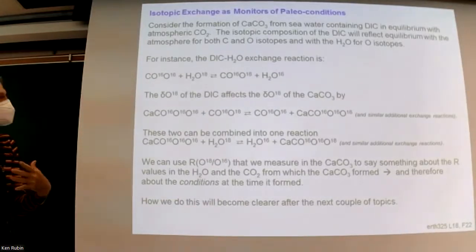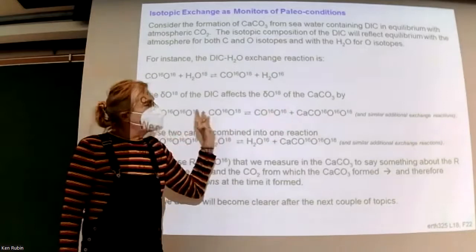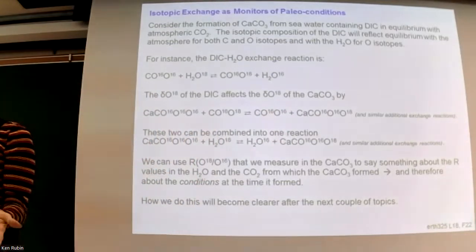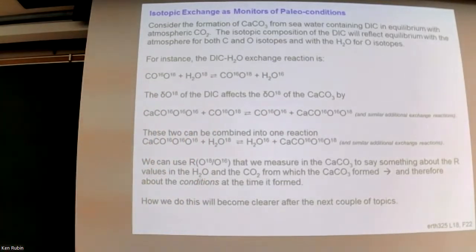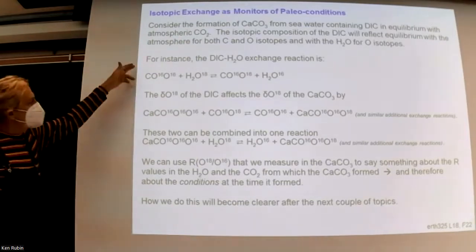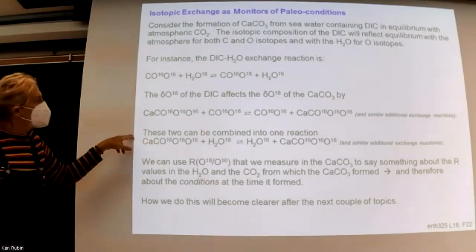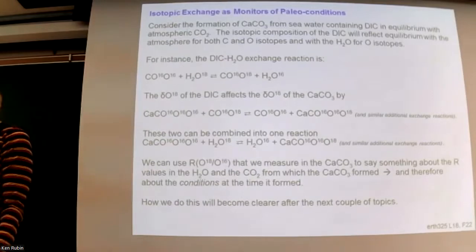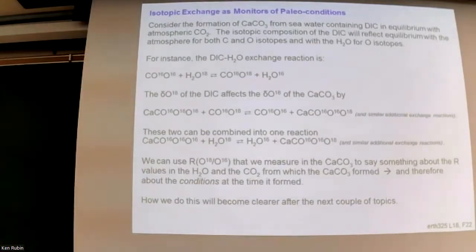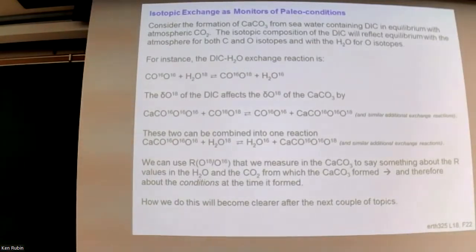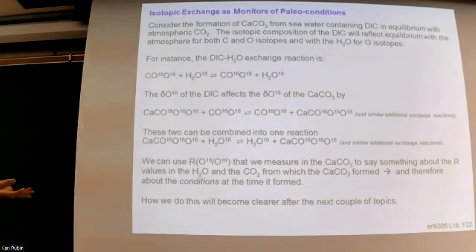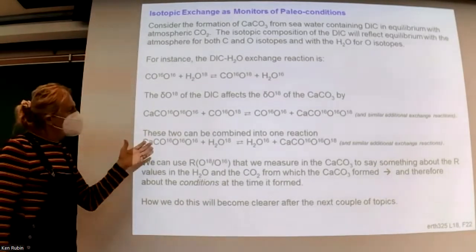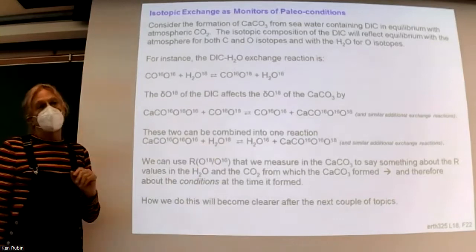If that's different, then the net result of the isotopic combination of the carbon, oxygen, and the carbon is going to be different. Right? So you can put these two things together into a single reaction. You can write a relationship that basically says, how does the oxygen isotopic composition in calcium carbonate relate to the water that it grew in?